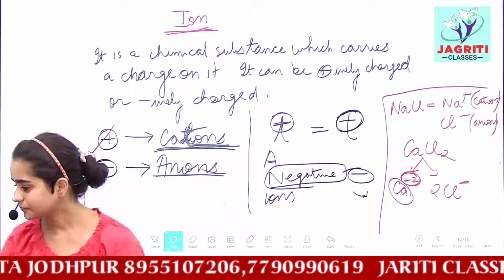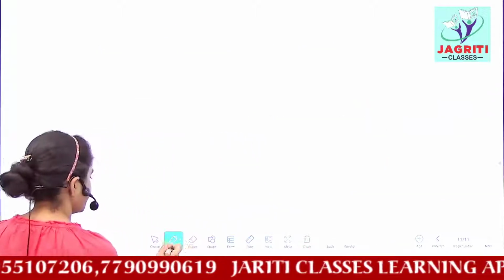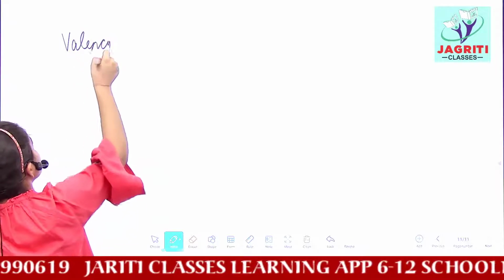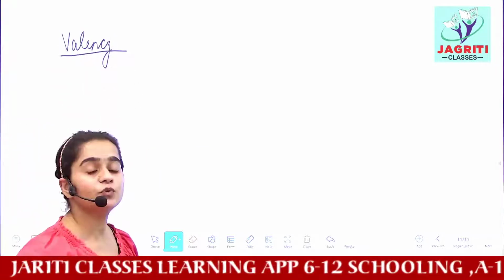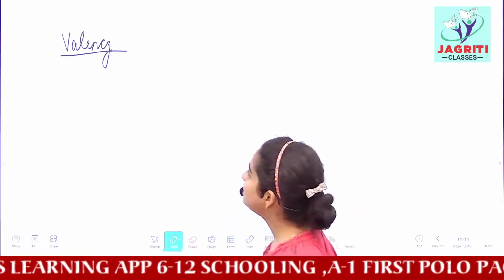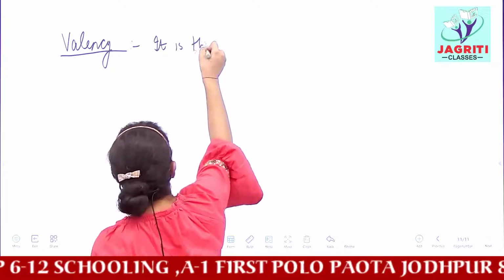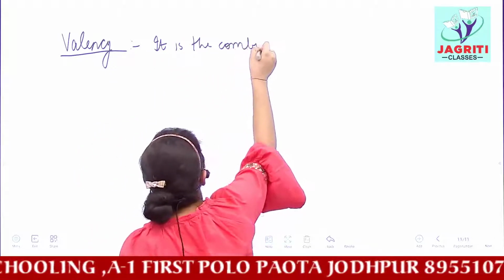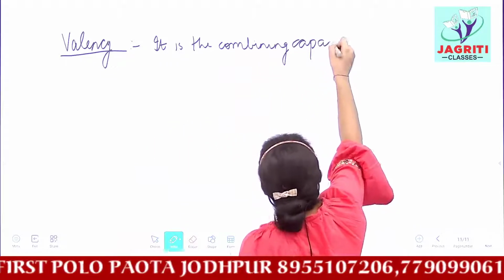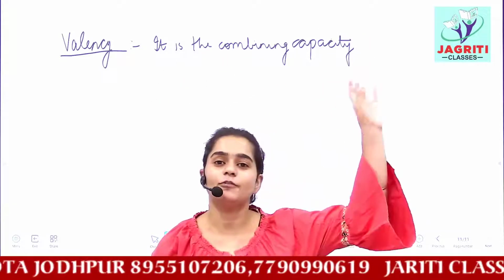Okay? Now next we have a term that is valency. Next you should know what you mean by valency. If you know about valency, then it would be really easy to make the formulas of the compounds. So the definition of valency is, it is the combining capacity. This is just a short definition, very easy. Valency is the combining capacity of any atom.